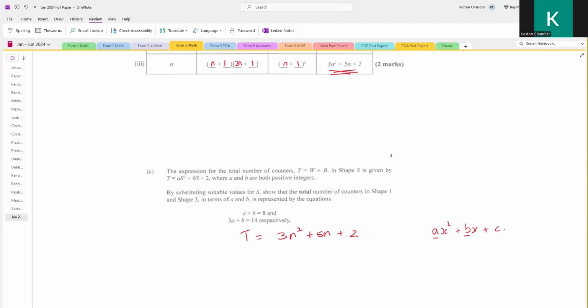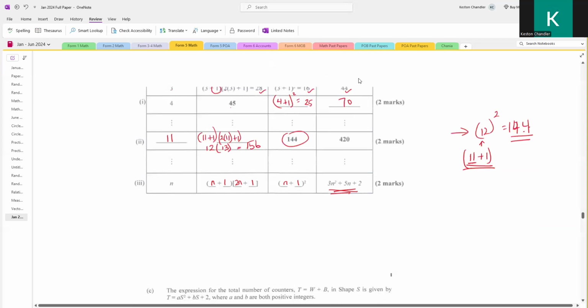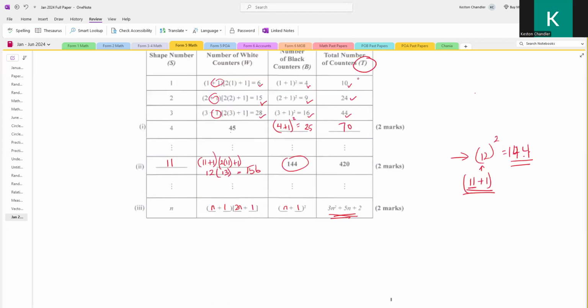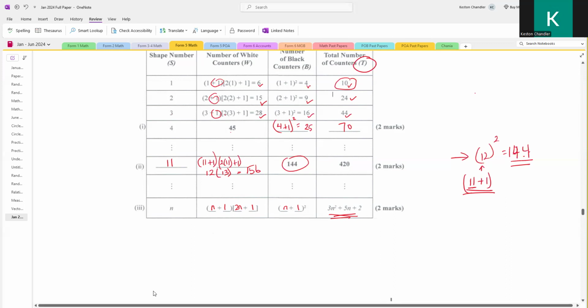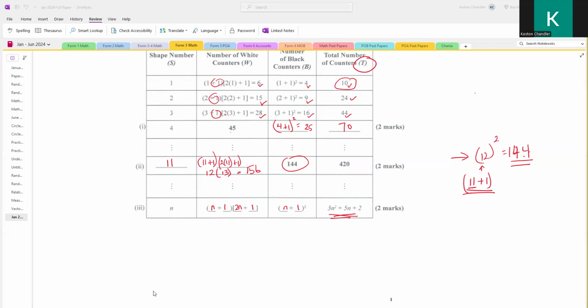Now, 3n squared plus 5n plus 2 in shape number 1 is equal to how much, right? 10. See that? Everybody understand that? This here, which is the general formula for T, is equal to 10. Give me a thumbs up if you understand that. So we want to find the values of A and B, right? For when this is equal to 10.